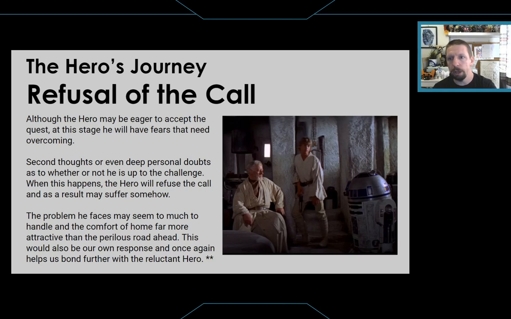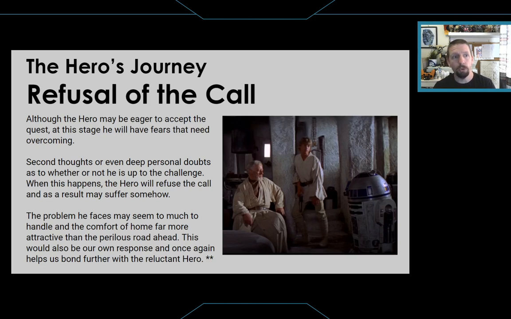Although the hero may be eager to accept the quest at this stage, he will have fears that need overcoming, second thoughts or even deep personal doubts as to whether or not he is up to the challenge. When this happens, the hero will refuse the call, and as a result may suffer somehow. The problem he faces may seem too much to handle, and the comfort of home far more attractive than the perilous road ahead. This would also be our own response, and once again helps us bond with our reluctant hero.